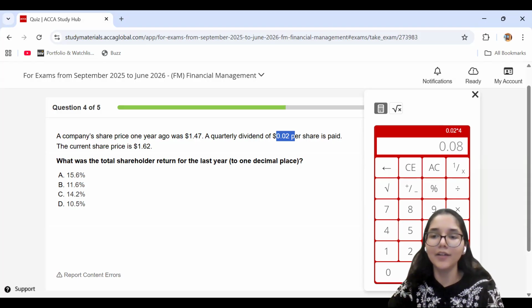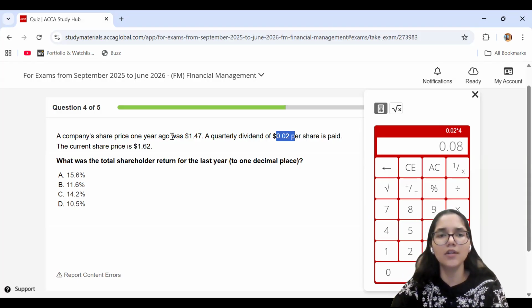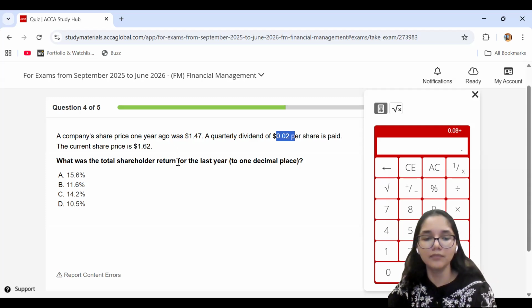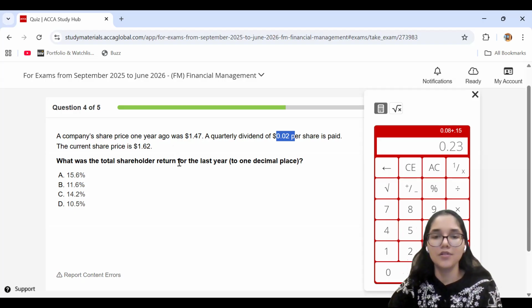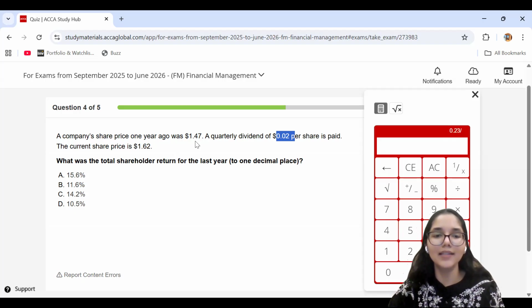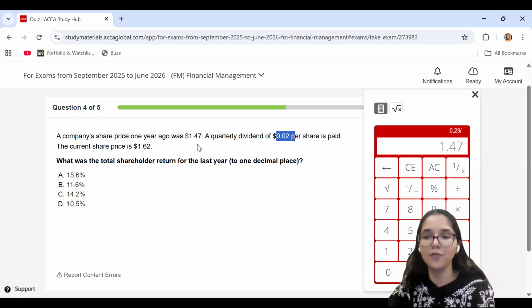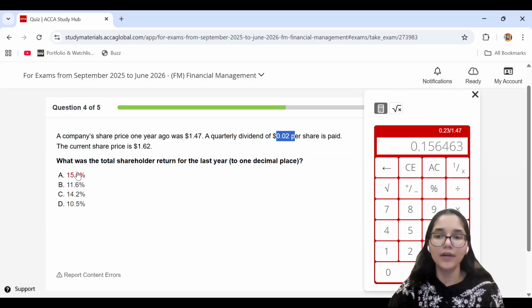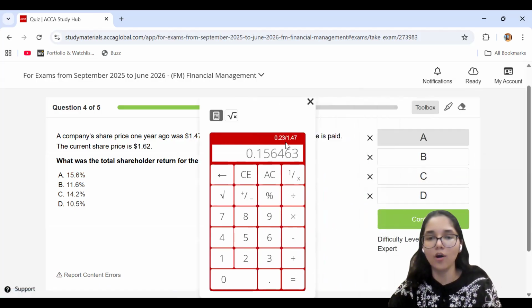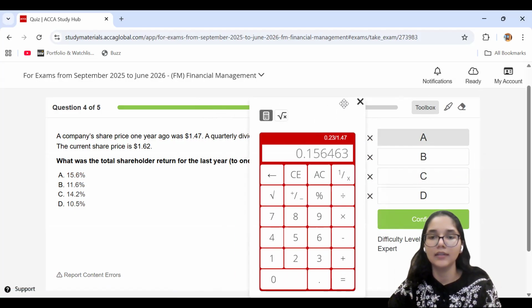And then we had calculated the difference. The difference was 0.15, right? So this is the total return on how much investment? Investment at the beginning of the year was 1.47. So here you are going to get 15.6 as your final answer. So we will select option A over here.